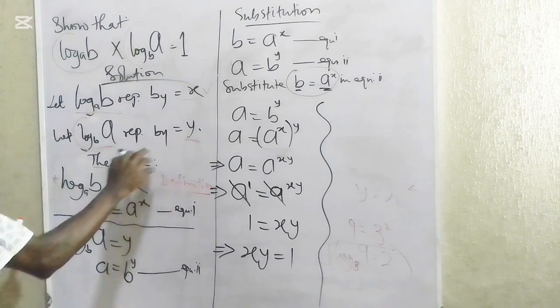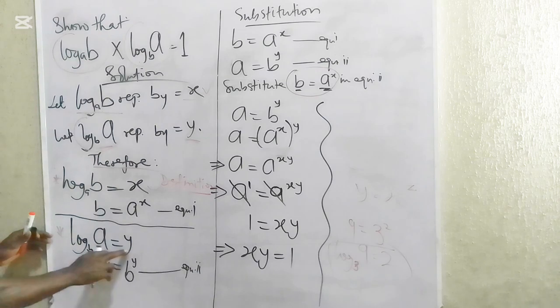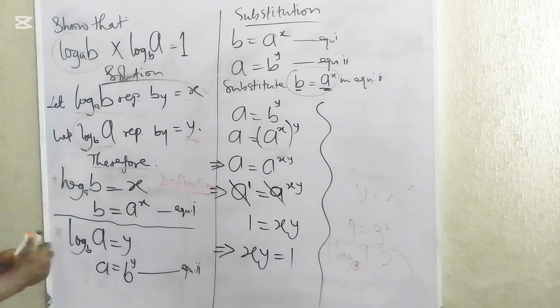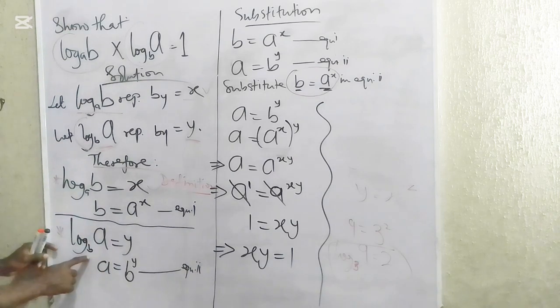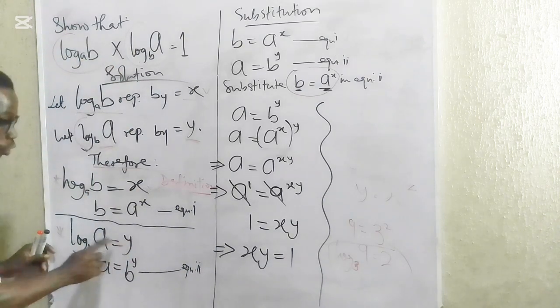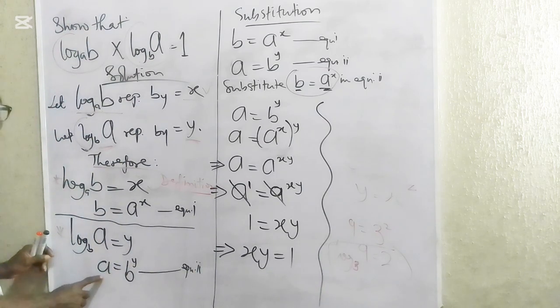Then we pick the second part of it, which is y equals log a in base b. So if we go by the definition of logarithm, the log of a in base b is the number of times the base, that is b, will be raised to give a. So b is raised to the power of y, and b raised to the power of y will give us that number.